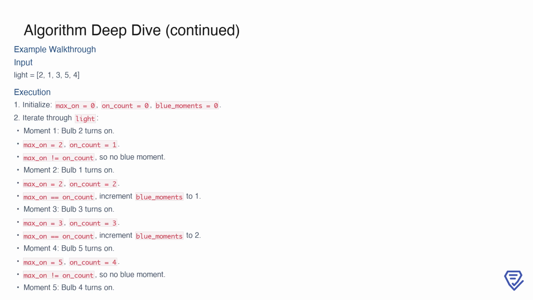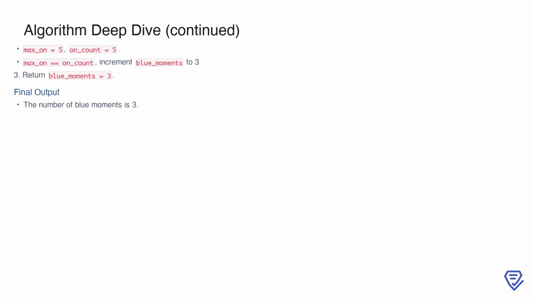At the fourth moment, bulb 5 is turned on. We increment on_count to 4 and update max_on to 5. Here, max_on does not equal on_count, so there's no blue moment. Finally, at the fifth moment, bulb 4 is turned on. We increment on_count to 5, and max_on remains 5. Now, max_on equals on_count, meaning all bulbs from 1 to 5 are turned on in blue, so we increment blue_moments to 3. After iterating through the entire array, we return blue_moments, which is 3.